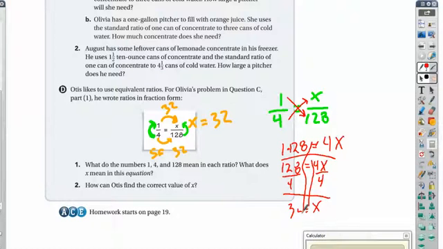Now, the reason why this works is if I multiply this side by 128, and multiply this side by 128, 128 divided by 128 is 1. So I'd end up with 128 divided by 4 is equal to x. Well, that's what we just did here, right? So that's why it works. But it's been labeled an illegal trick. So we can't use it.